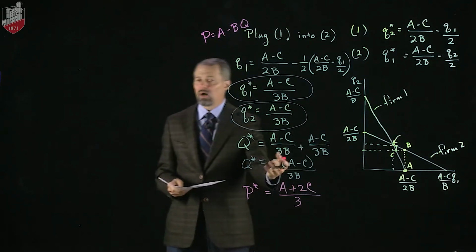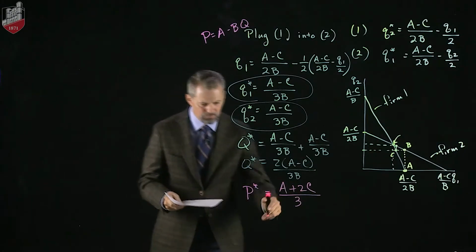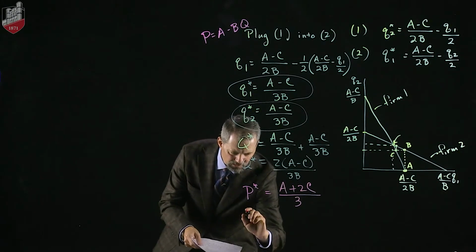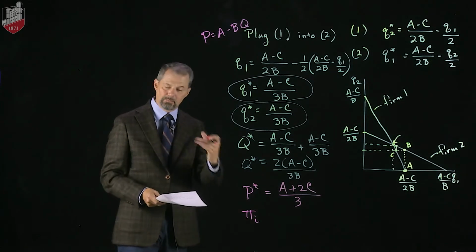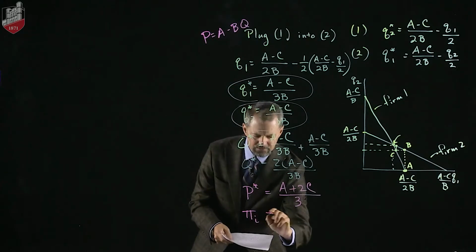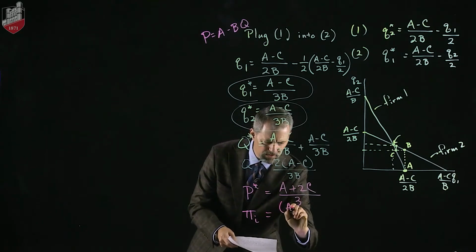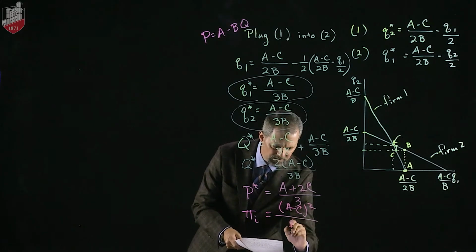You can figure out profit. Again, I would encourage you to work through the algebra of doing it, but here's what you're going to get for profit. This will be profit for firm 1 and profit for firm 2. It's going to look like this: (A minus C) squared over 9B.